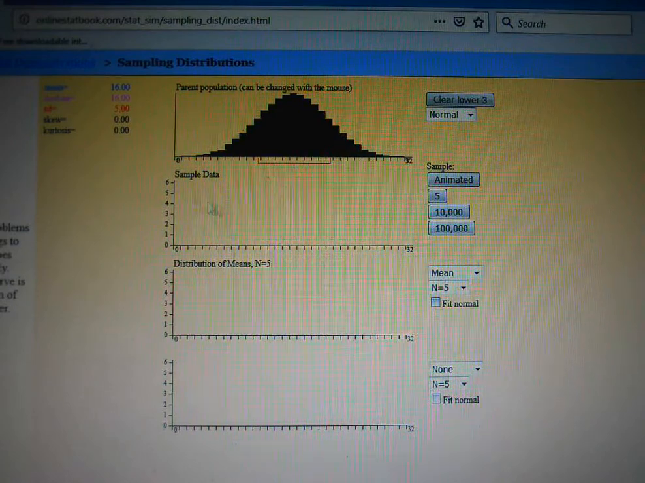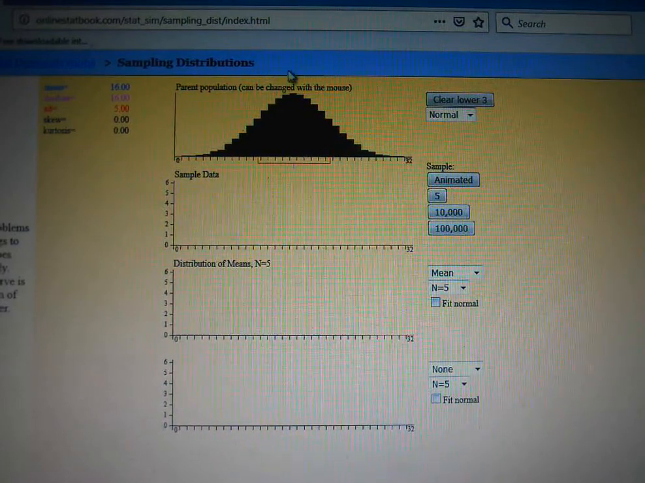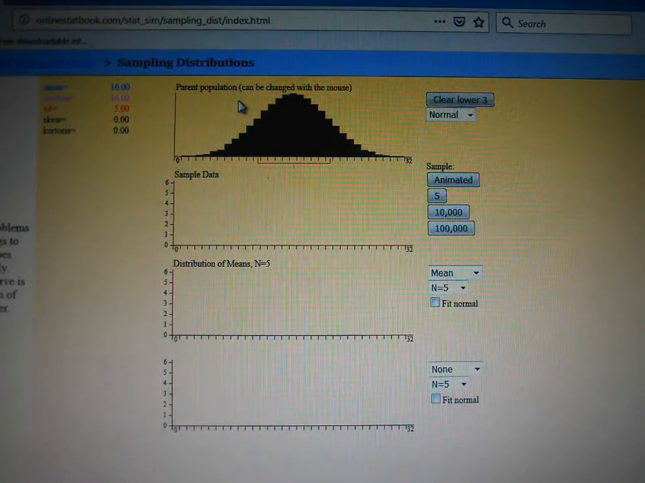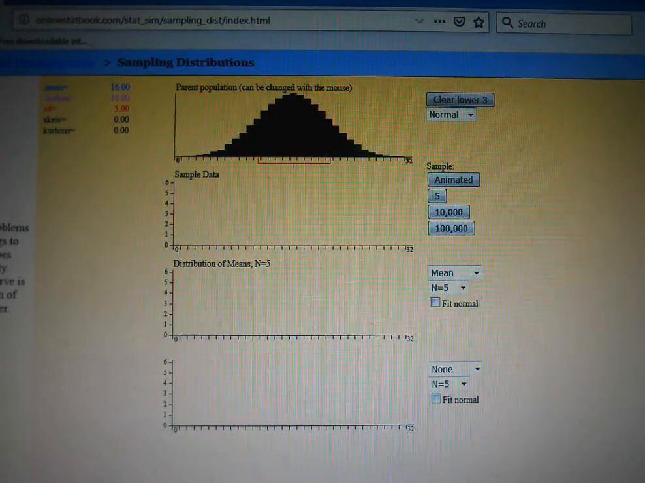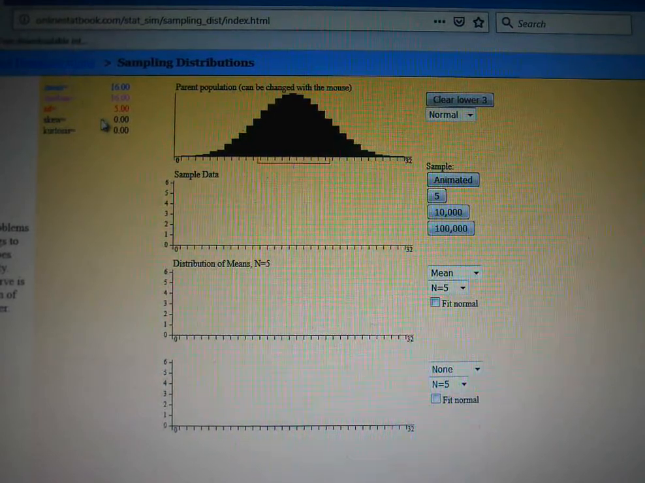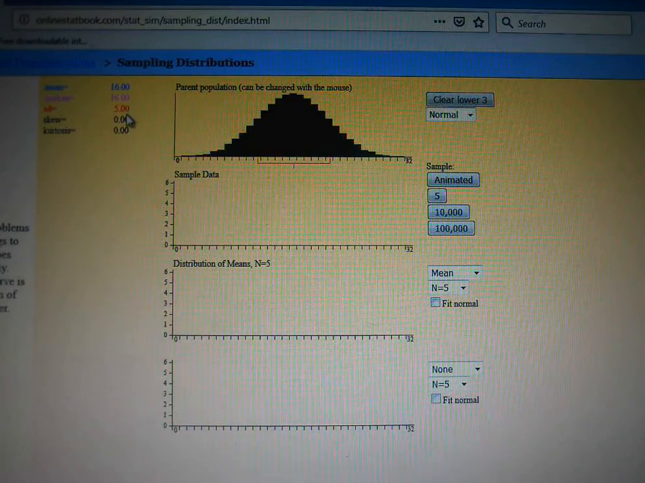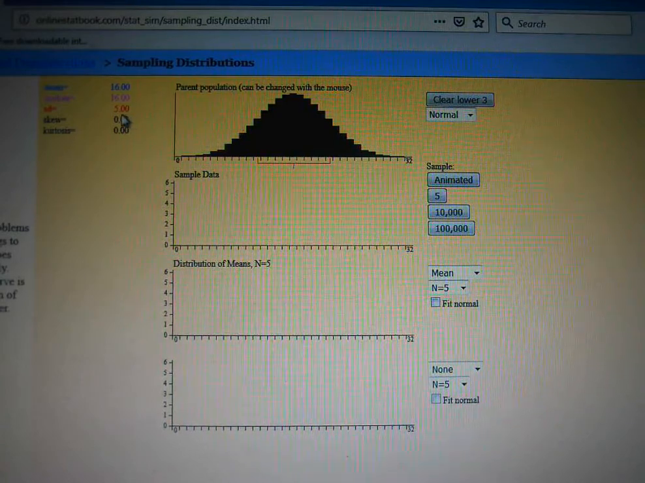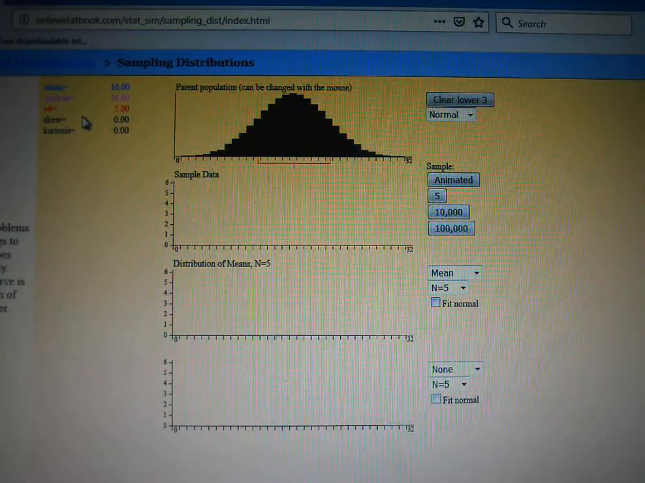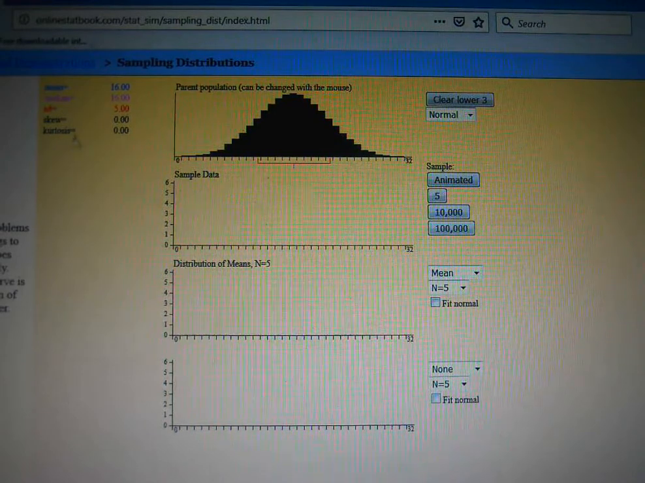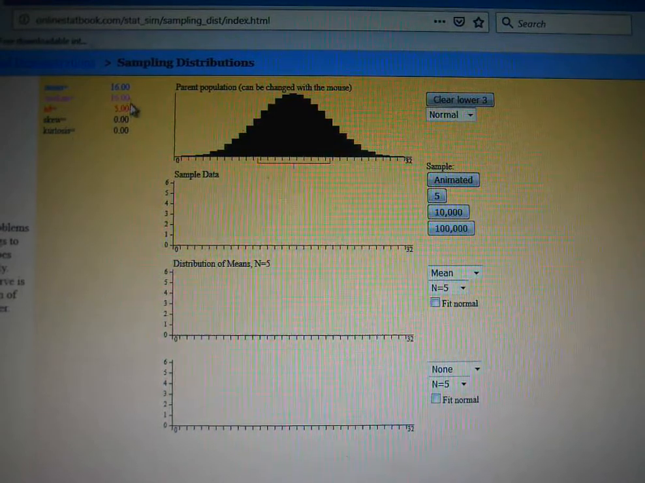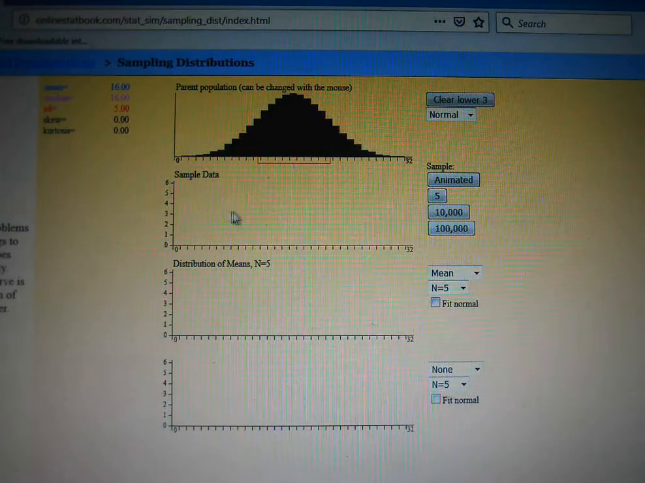Okay, so we're given a normal distribution. It's called the parent population, so we're starting with that population. It has a mean of 16, a median of 16, and a standard deviation of 5. We're not going to pay attention in this class to the skew or kurtosis. We're just going to pay attention to the mean and standard deviation.